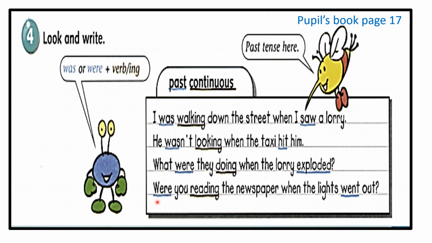Were you reading the newspaper when the lights went out? We use were because technically, even if you is singular, we are using a plural verb. So we use were plus the ing form of the verb, which is reading, and the past simple form.